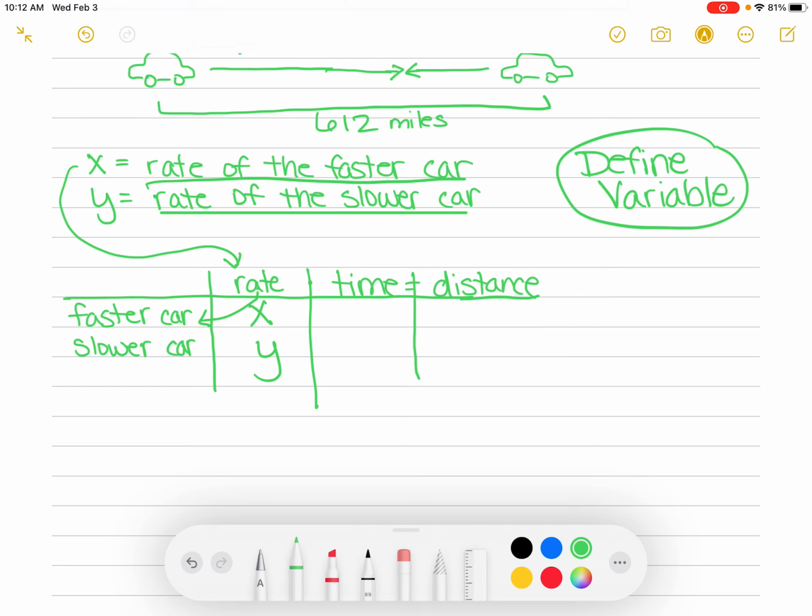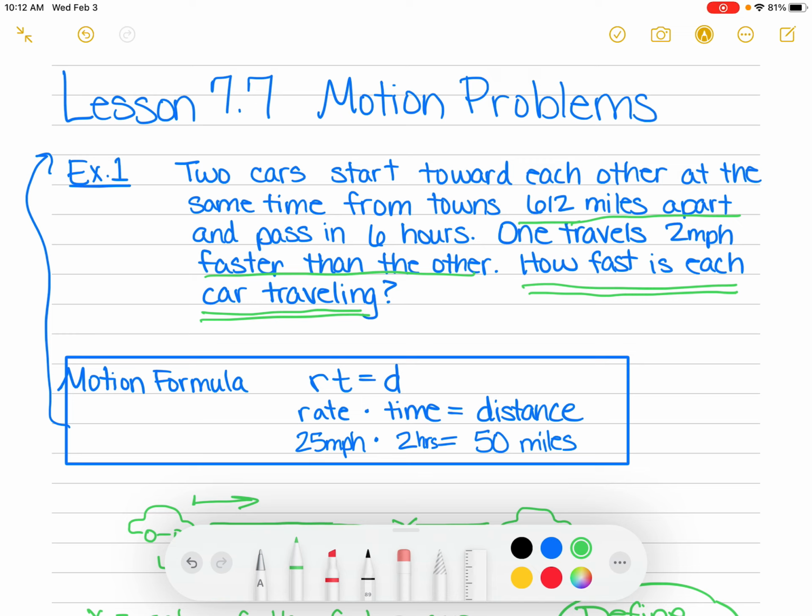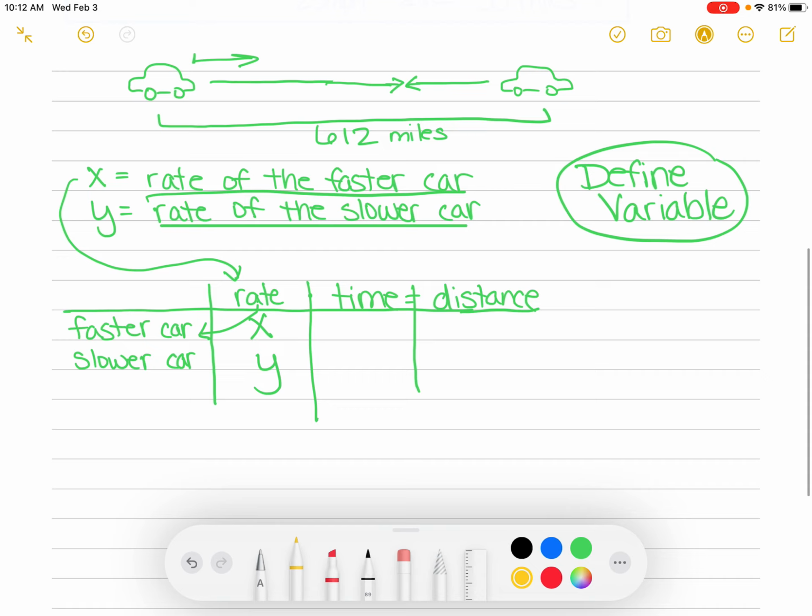Okay, the time. So I'm going to go up here and see, did anything in my problem give me a time? Right here it says they're going to pass in 6 hours. So that's when they're going to pass each other. So yes, it did give me a time. For both of them, the time is 6. I could write hours next to it, but I'm not going to do that every time.